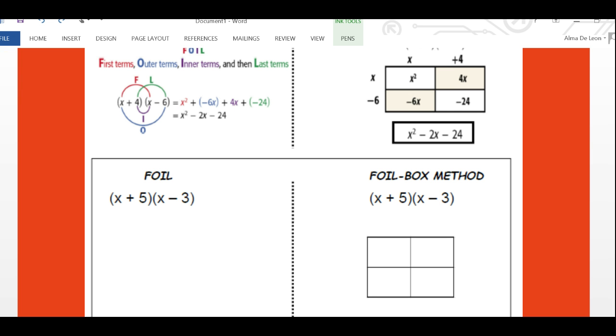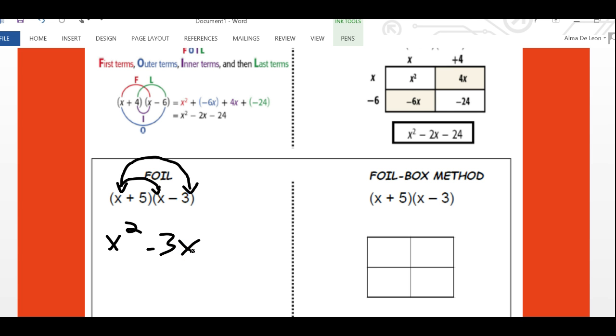FOIL, F stands for first. You're going to multiply the first two terms together. The first terms in our parentheses are our x's. X is the first term in the first parentheses, and then the other x is the first term in the second parentheses. X times x is x squared. O stands for outer. That means that we are going to multiply the outer terms in our parentheses together, the outside terms. And the outside terms are x, which is all the way on one corner, and then -3, which is all the way on the other corner. Those are our outside terms. X times -3 is -3x.